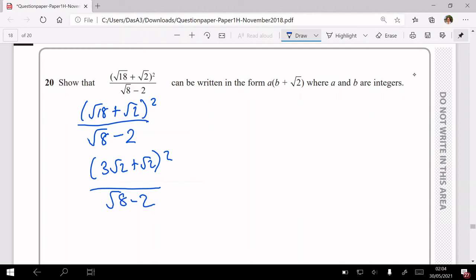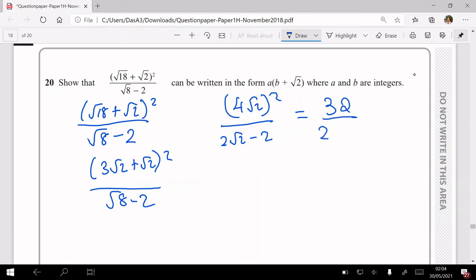You will quickly realize that 3 root 2 plus root 2 is 4 root 2. So that is 4 root 2 whole squared over, simplifying root 8 as well, which is 2 root 2 minus 2. So this gets simplified into 16 times 2, which is 32, over 2 root 2 minus 2. So you can simplify this by factorizing out 2 in the denominator and dividing by 2 on the numerator and denominator. That will give you 16 over root 2 minus 1.